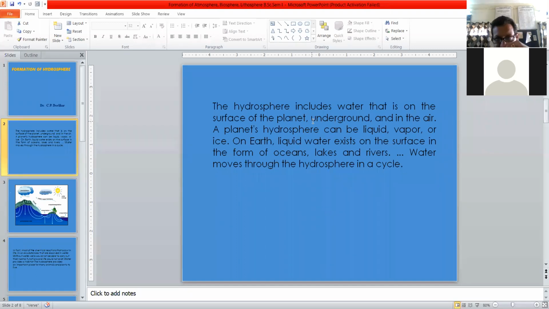The water is of two types. One is the surface water, the second is the subsurface water. Surface water is classified into two divisions. One is the running water and the second is the standing water bodies. The standing water bodies are nothing but lakes and ponds. Lakes and ponds are the standing water bodies, while the running water bodies are the circulation of water from one place to another place.